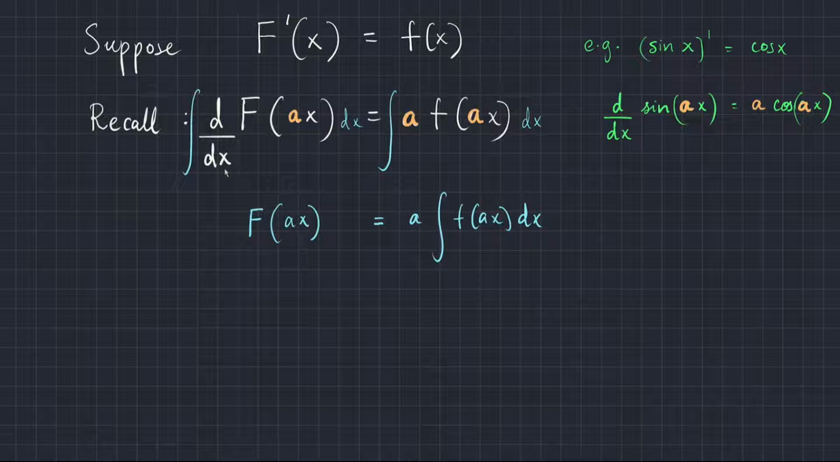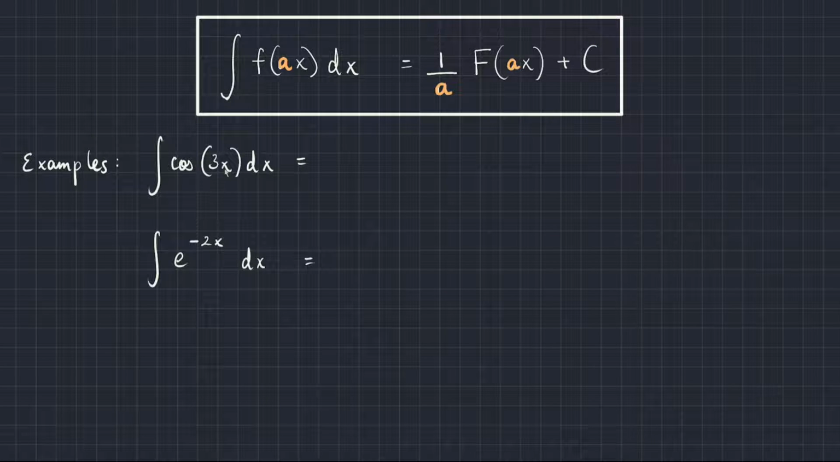So now I want to divide both sides by a so that the right hand side only has the integral and no coefficient. And what we get is 1 over a times big F of ax is the integral of f of ax. This gives us a rule to integrate a function where x has a coefficient. So the integral of small f of ax dx is going to be 1 over a times the antiderivative of that function plus c.